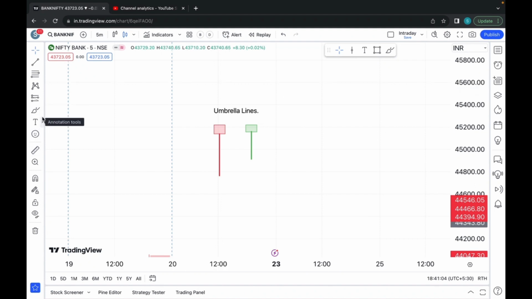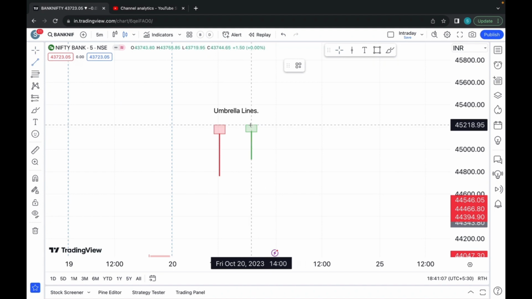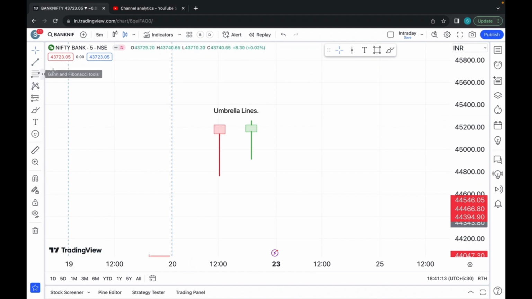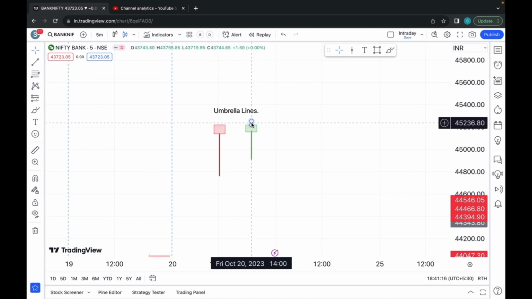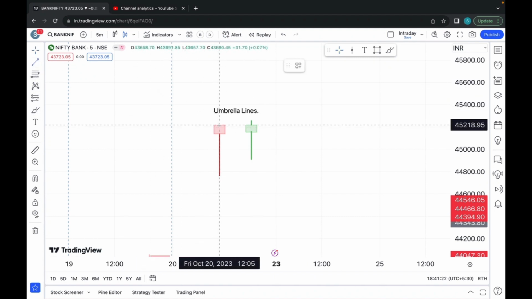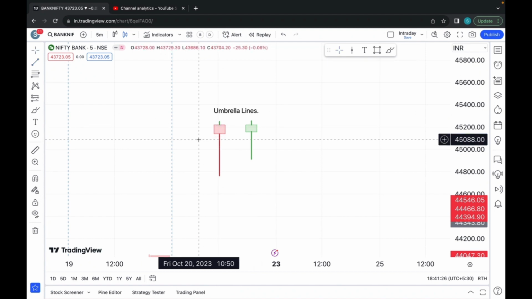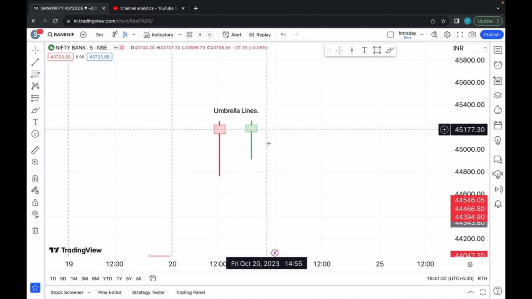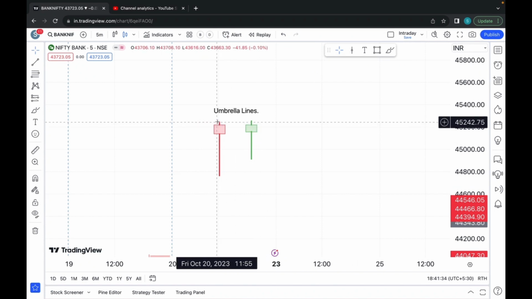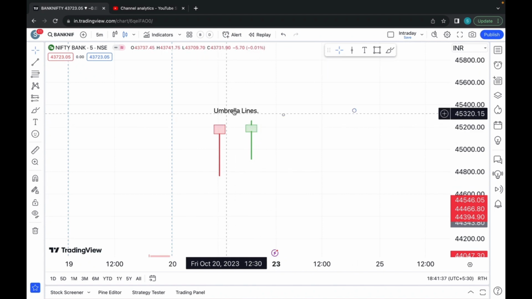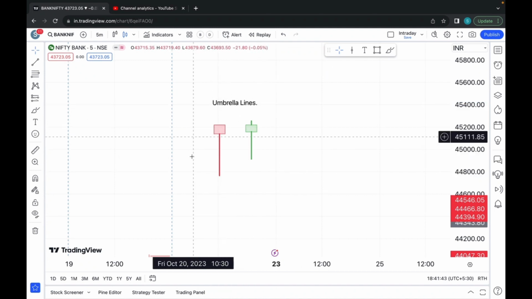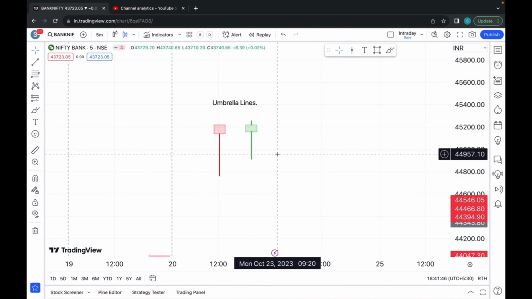Now it can have a very small wick on the top, but not much. Only a very small amount of wick or shadow on the upper side is allowed, but not bigger than the real body of the candle. Even these are called umbrella lines. If there is no wick on the top, it can also be called an umbrella line. So in this case, these two candle formations are called umbrella lines.